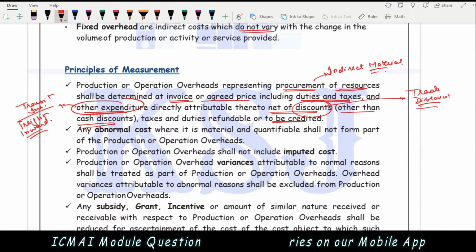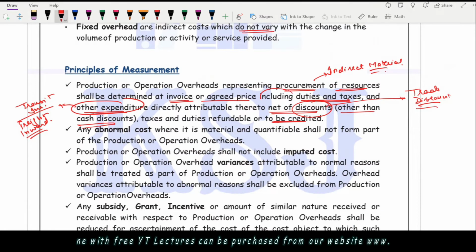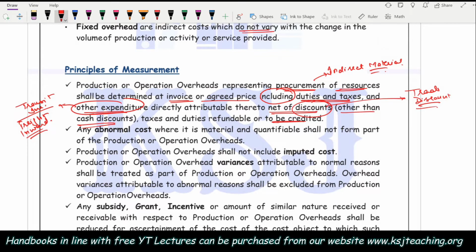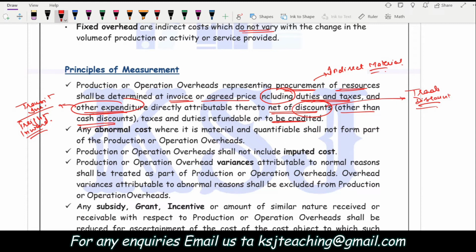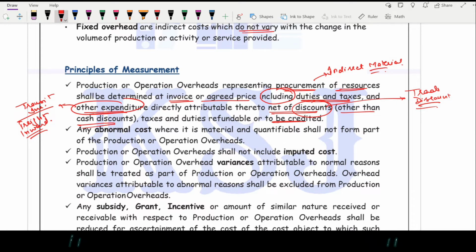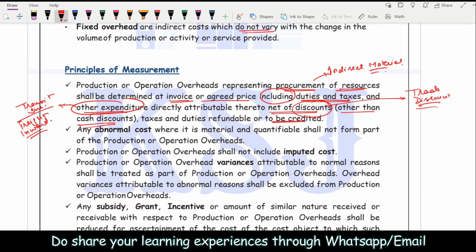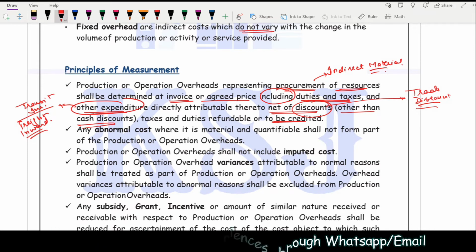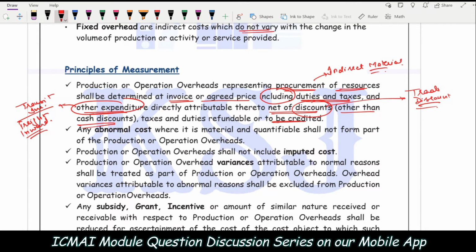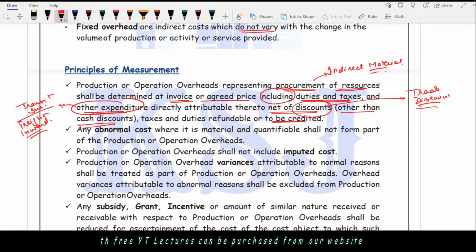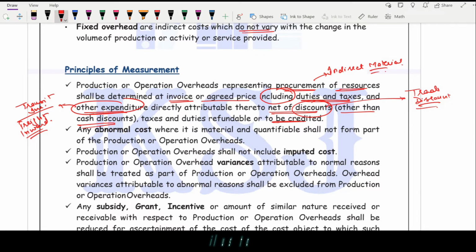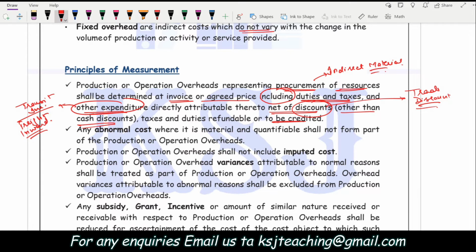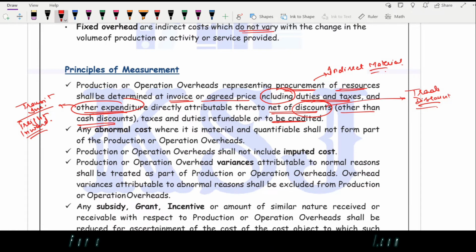Taxes and duties refundable or to be credited. Now here it says invoice or agreed price including the duties and taxes, but you have to include only those duties and taxes for which the input tax credit is not there. Right? So if it is GST, you will get the credit of GST, that will not form part of your cost. Okay? So be very careful that if you can avail the ITC, that is the input tax credit, on the material that you are receiving, then it will not form part of your cost. Clear?